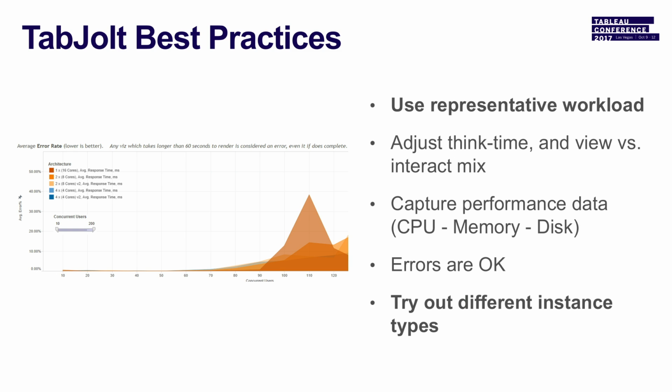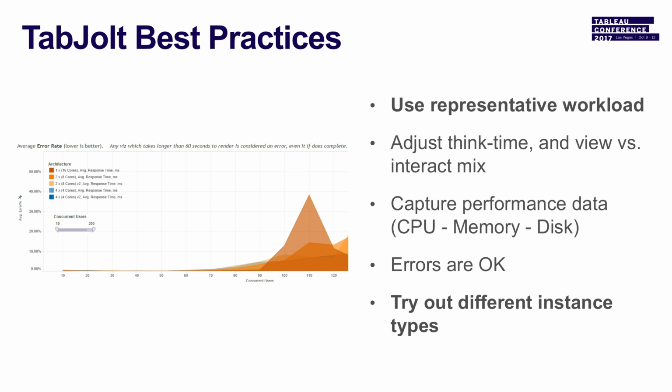That also includes some settings on TabJolt. By default, it will pound the server as fast as it can. It doesn't pretend to be a user. A user is going to look at the dashboard for a little while. They're going to think about what they're seeing, and then they'll do something else. TabJolt doesn't do that, so you'll need to tell it to do that. And you can also adjust things like the percentage of users who just look at a dashboard versus the percentage of users who look at the dashboard and then maybe choose a quick filter or select marks or somehow interact with the dashboard. So use all those knobs and try and make it a real-world workload.